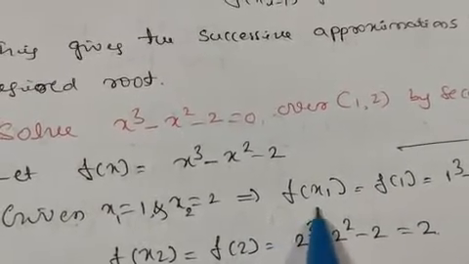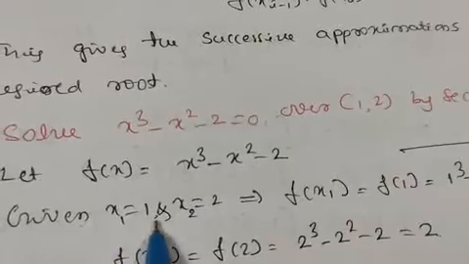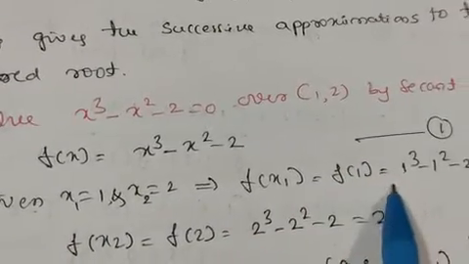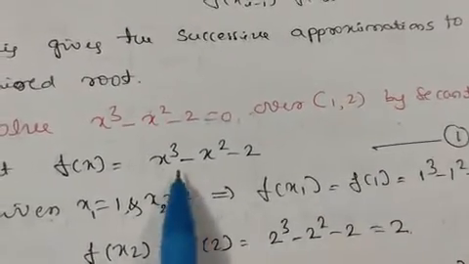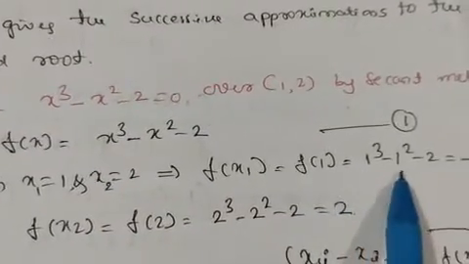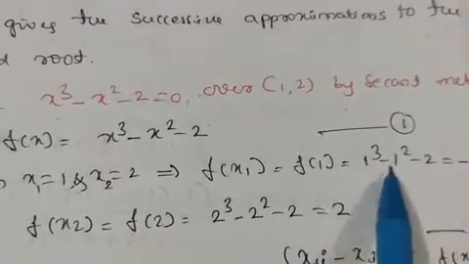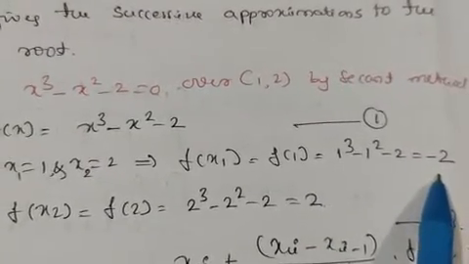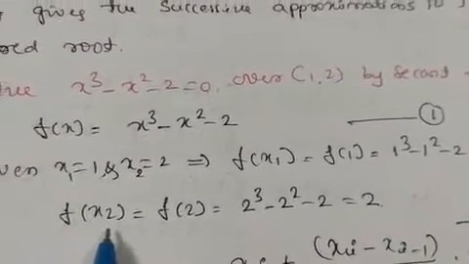So f of x1 is f of 1. In place of x you put 1 in equation 1. So it is 1 cube minus 1 square minus 2. That is 1 minus 1 cancelled, which equals minus 2. Next you have to find f of x2.